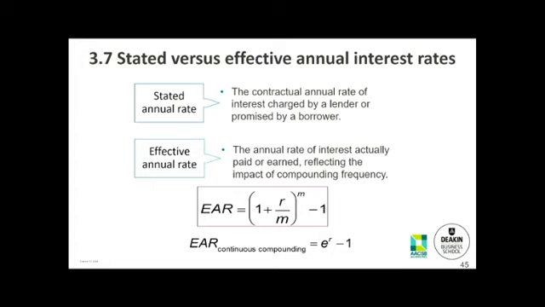For example, the bank will normally give you a stated annual rate. So what is the stated annual rate? It is the contractual annual rate of interest charged by a lender or promised by a borrower. So today, you went to the bank, you want to buy a property. Of course, you need to borrow money from the bank, and the bank will give you an interest rate, right? The bank will give you a stated interest rate. Listen carefully. This is an annual interest rate stated by the bank.